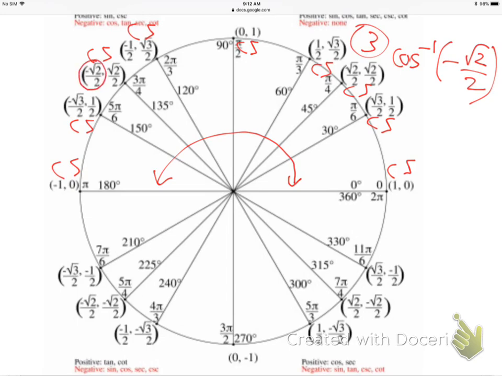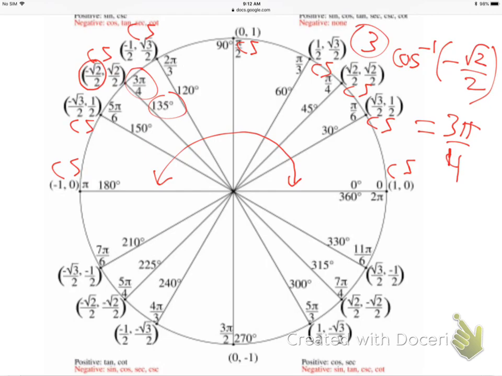Right there. See how that one's negative root 2 over 2. Yeah, it is 225 also, but remember, we can't go down there. It's only these top first and second quadrants for cosine inverse. So we have to take the 135 or 3 pi over 4. So 3 pi over 4 is the answer on that one. They want the radians. We good? Making sense? So far, so good?